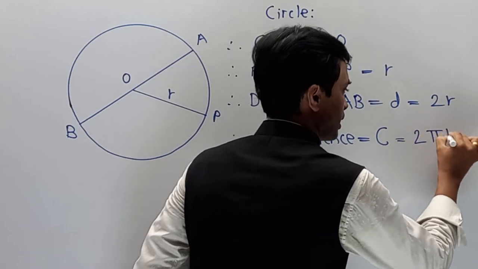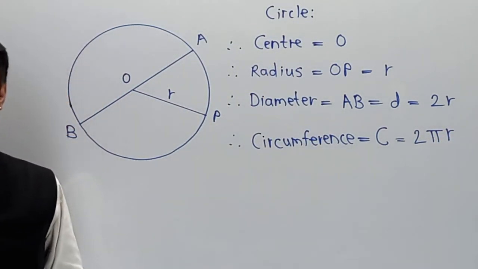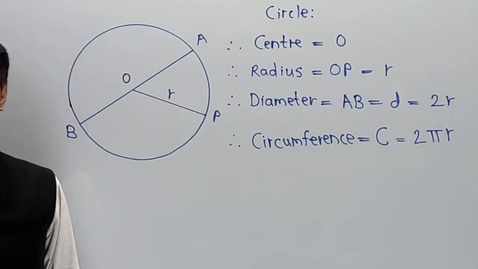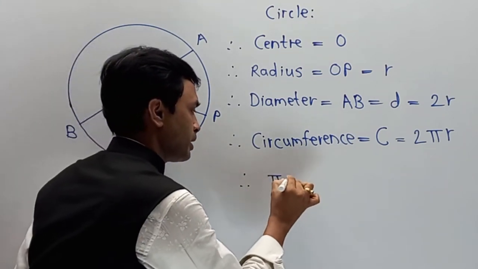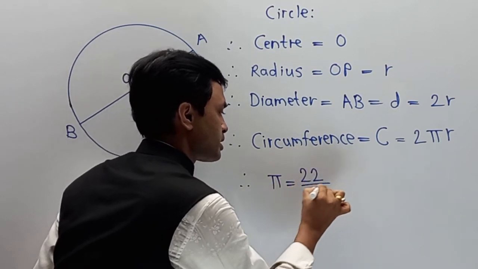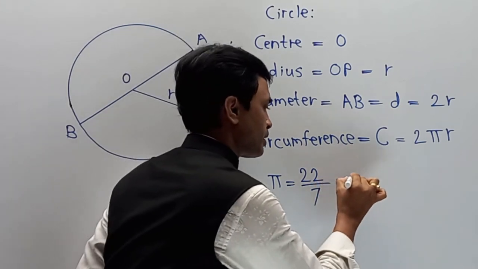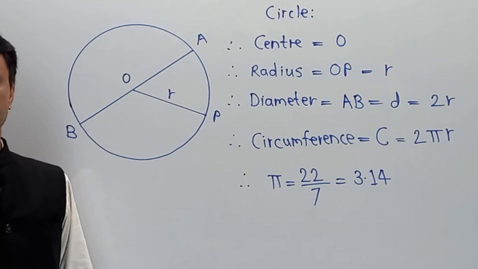2 pi r. Remember, this pi is nothing but a Greek letter which is getting introduced, and its value is always constant. Numerically you can take pi as 22 by 7 or 3.14. Here the value of pi is 22 by 7, or if you divide 22 by 7, that value is 3.14. Generally, up to 2 decimals we are taking it.